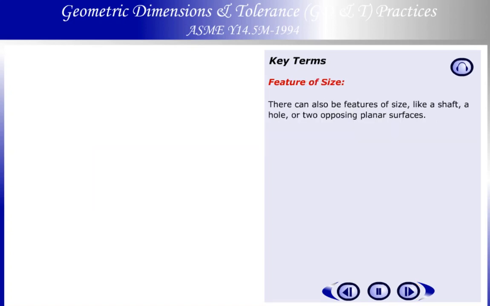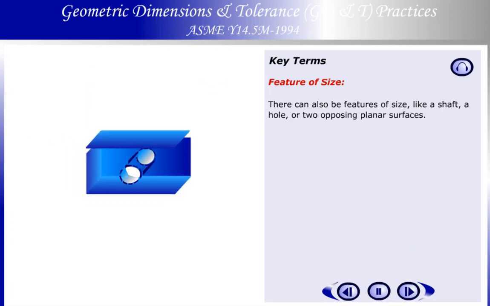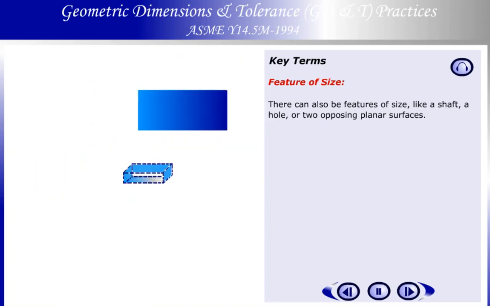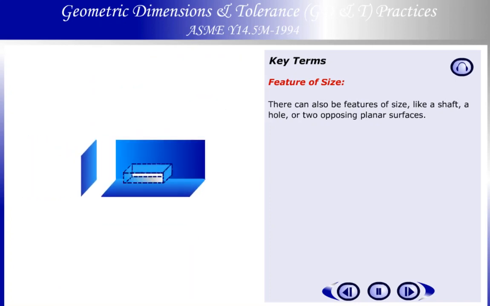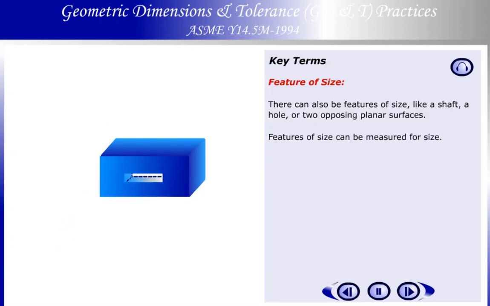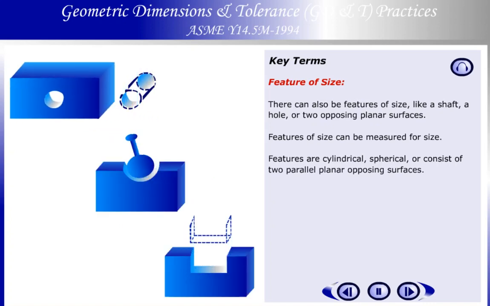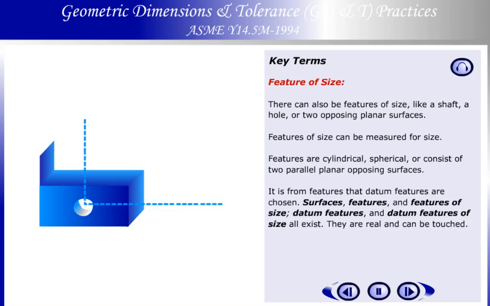Feature of size. There can also be features of size like a shaft, a hole, or two opposing planar surfaces. Features of size can be measured for size. Features are cylindrical, spherical, or consist of two parallel planar opposing surfaces. It is from features that datum features are chosen.